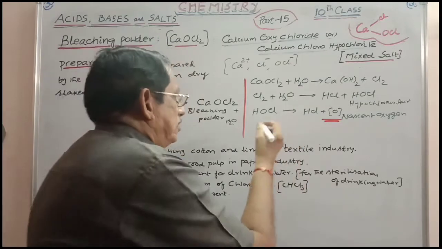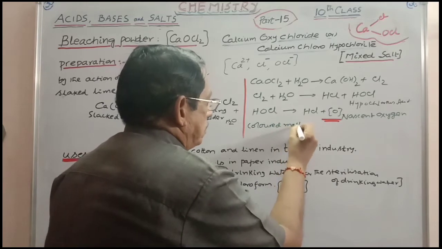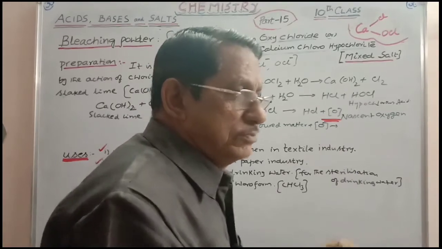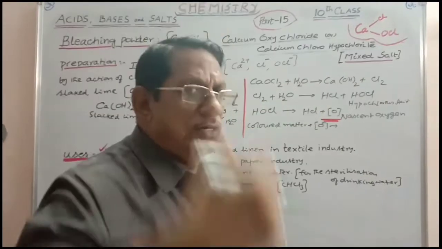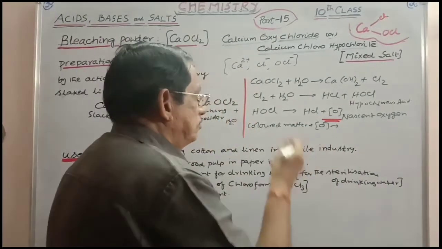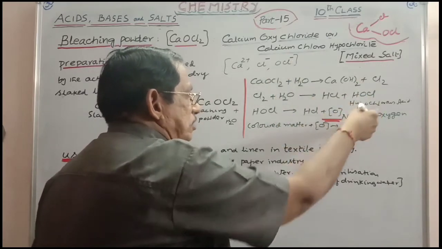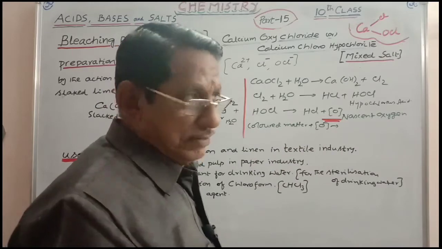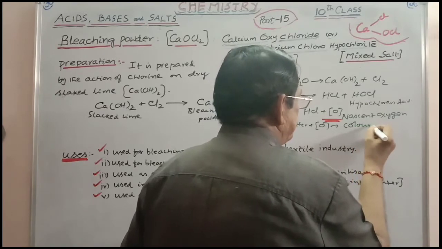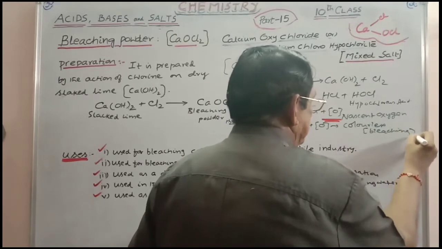And here, what can you write? Colored matter plus nascent oxygen. Whenever nascent oxygen is produced, that immediately acts, otherwise it is converted into oxygen. So on this part, it has to react with the matter. That is why the matter is treated with calcium oxychloride and water, and thereby nascent oxygen is produced, that immediately reacts with the colored matter. When nascent oxygen reacts with colored matter, it is converted into colorless. That is nothing but the bleaching. This is the bleaching property.